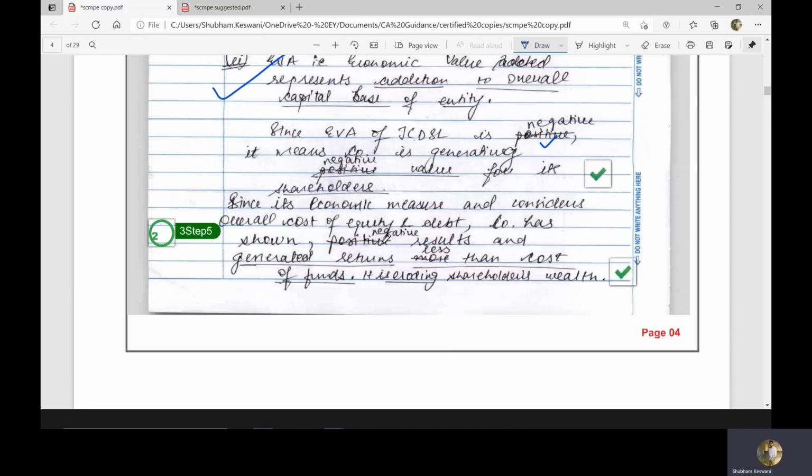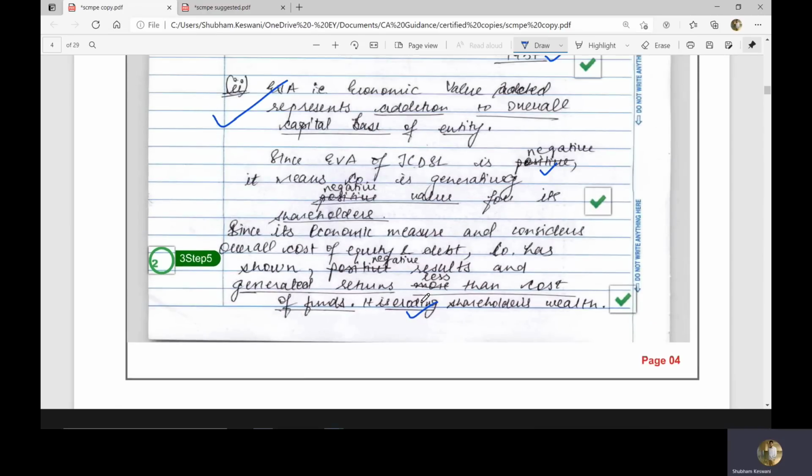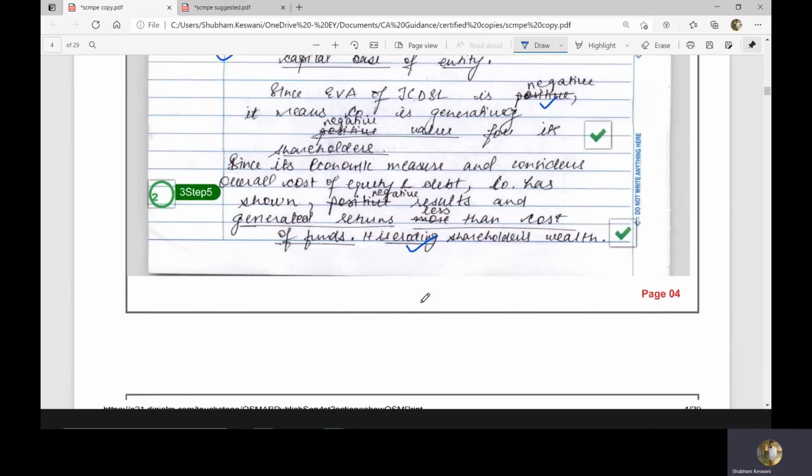Actually, I had written positive results and generated returns more than the cost of funds, because that's the concept of EVA. But now I have written that it is generating negative results and generating returns which are less than the cost of funds, and ultimately it is eroding shareholders' wealth. So I think the examiner got that approach, that I knew what the analysis is when EVA is positive and what the analysis is when the EVA is negative.